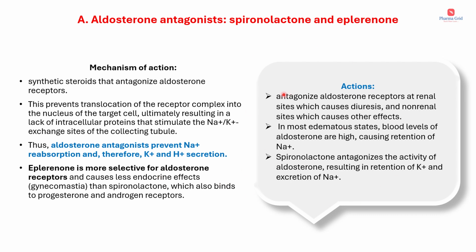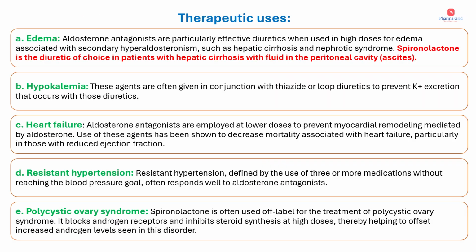Moving on to the pharmacological action, these drugs antagonize aldosterone receptors at renal sites, which causes diuresis, and at non-renal sites, which causes other effects. In most edematous states, blood levels of aldosterone are high, causing retention of sodium. Spironolactone antagonizes the activity of aldosterone, resulting in retention of potassium and excretion of sodium. Therapeutic uses include edema, hypokalemia, heart failure, resistant hypertension, and polycystic ovary syndrome. The first one is edema.